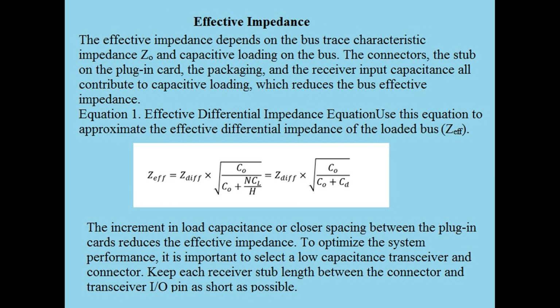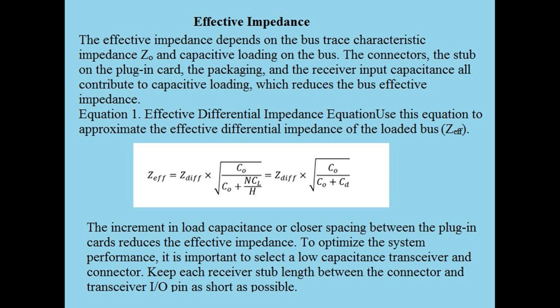Effective impedance. The effective impedance depends on the bus trace characteristic impedance Z0 and capacitive loading on the bus. The connectors, the stub on the plug-in card, the packaging, and the receiver input capacitance all contribute to capacitive loading, which reduces the bus effective impedance. Equation 1. Effective differential impedance equation. Use this equation to approximate the effective differential impedance of the loaded bus, ZEFF.